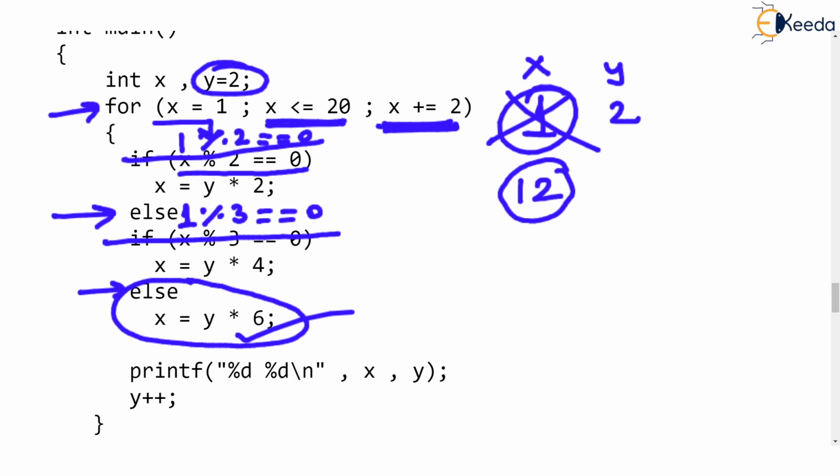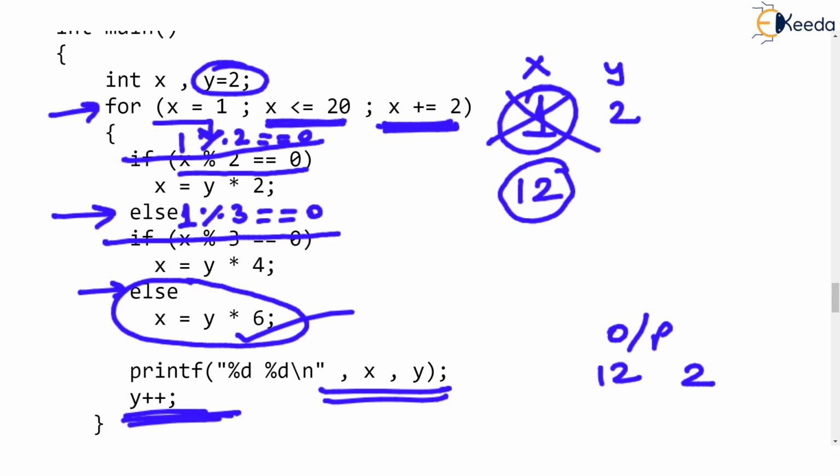Okay. Then we are printing x and y. So the first output is going to be 12, that is value of x, and value of y is 2. Well, after that we are increasing y by 1. So y, which was 2, is now 3.